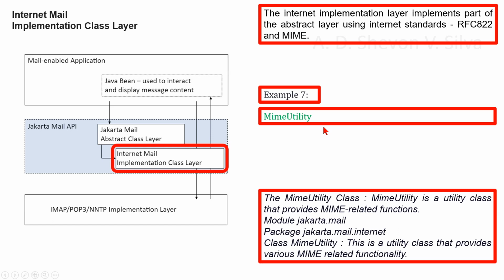The encode method wraps an encoder around the given output stream based on the specific content transfer encoding. The decode method decodes the given input stream based on the specific content transfer encoding.